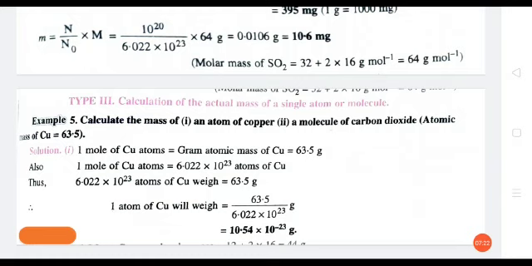Okay. 1 mole of copper atom is equal to 6.022 into 10 to the power 23, Avogadro number. Okay. So, 1 atom of Cu will have mass 63.5 upon gram atomic mass, that is 6.022 into 10 to the power 23. On solving we'll get 10.54 into 10 to the power minus 23 gram. Okay.